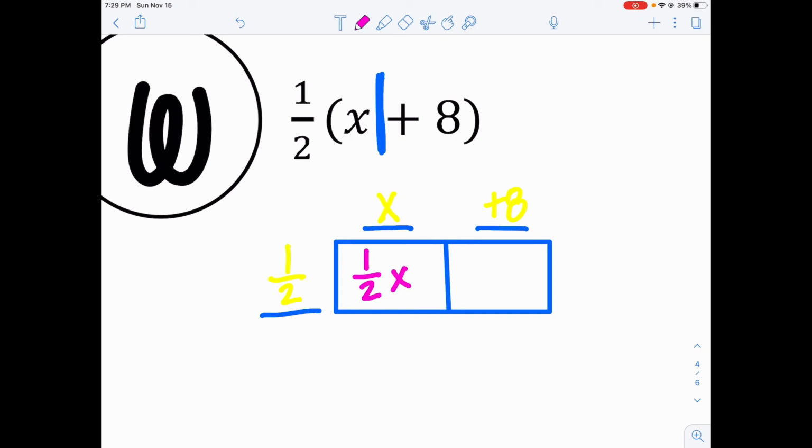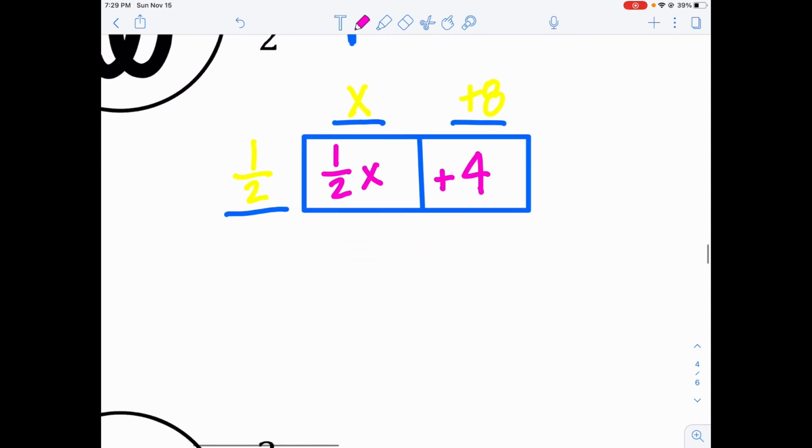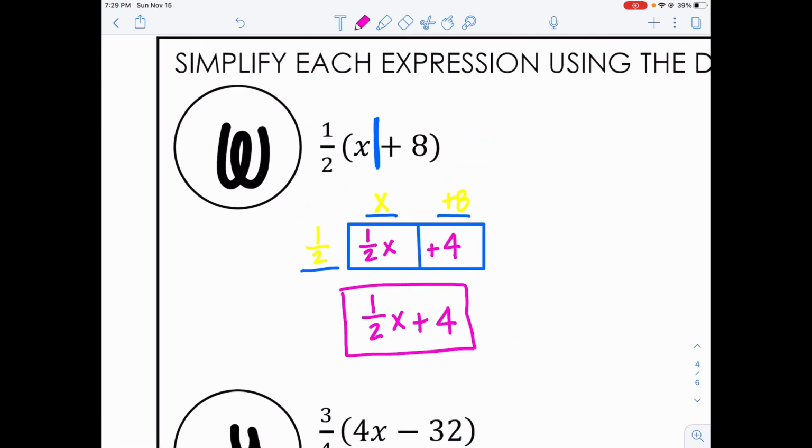And now 1/2 times a positive 8, you can punch it into your calculator, put in 1/2 as the fraction times 8, or you could even say half of 8. What's half of 8? Well, it's 4. And because it's a positive, it's a positive 4. And then now we just write the expression. So 1/2 X plus 4 is my expression. Not so bad. I know fractions are still a little intimidating.